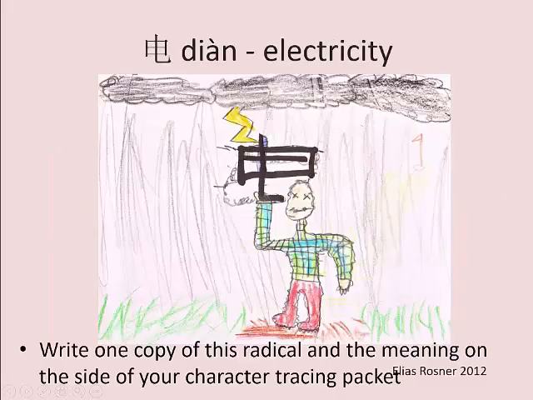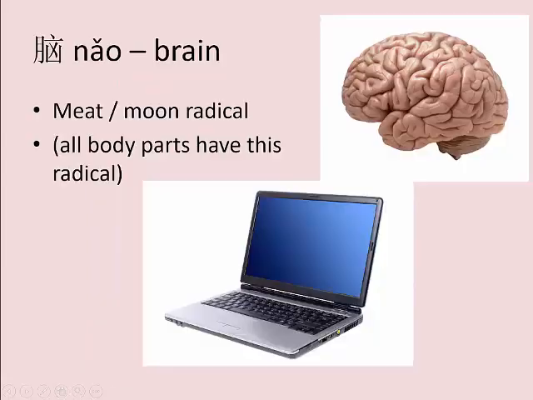The next character is diàn, electricity, and it's a picture of lightning striking a field. The next character is nao, brain. It's part of diàn nao, electric brain, which means computer. It has the meat radical because the brain is a part of your body made of meat. And then the second part kind of looks like a computer. It's square at least.